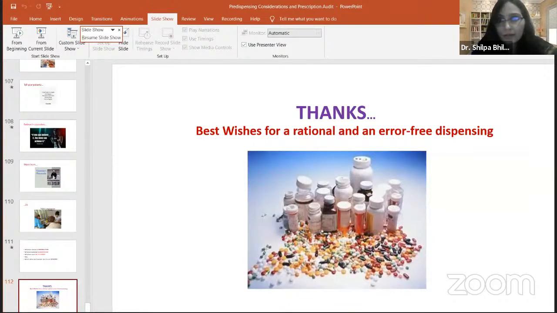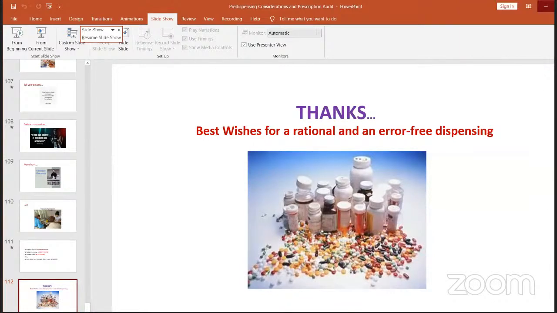Thank you, Professor Dr. Rataboli, sir. I would like to express my sincere thanks to Rataboli sir for spending valuable time with us and giving such wonderful information regarding auditing of prescriptions and the errors that may be detrimental to the health of the patient. So we, as pharmacists, should be very careful while handling the prescription.